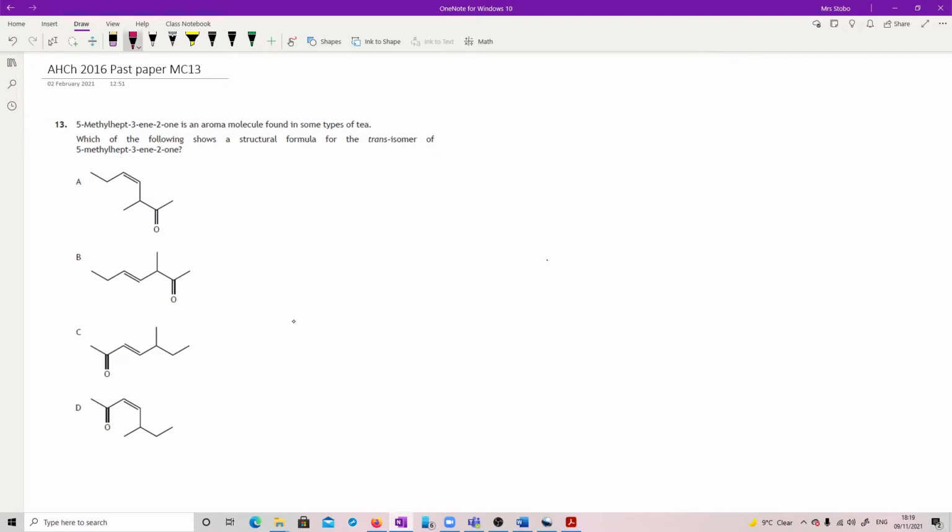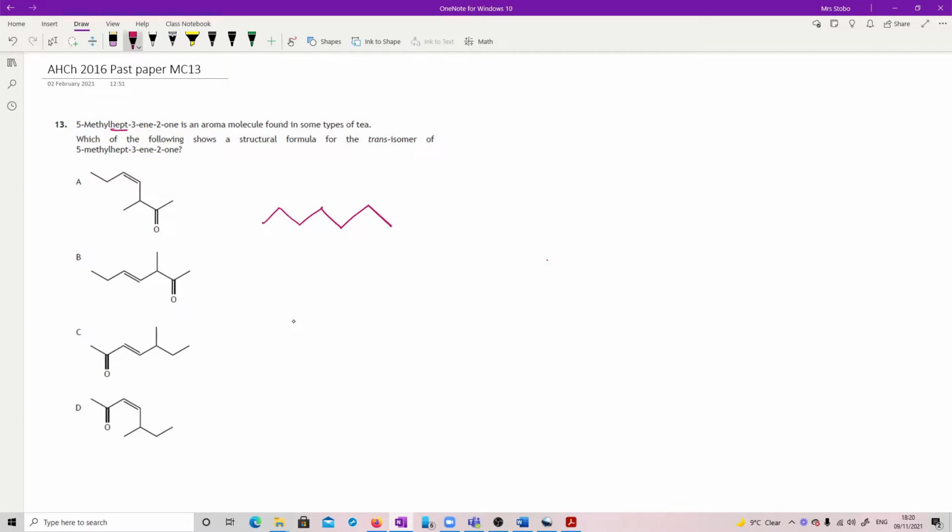5-methylhept-3-ene-2-one is an aroma molecule found in some types of tea. Which of the following shows a structural formula for the trans isomer of this one here? I'm just going to draw it out and then deal with it later. It's how I felt was the easiest way to deal with this. For a start, my longest chain is a hept, so a 7. So that's 1, 2, 3, 4, 5, 6, 7.